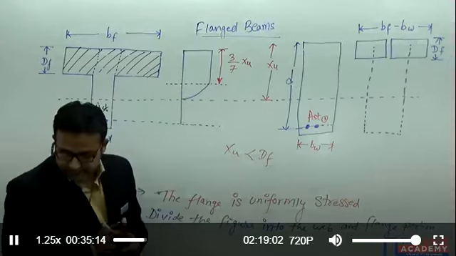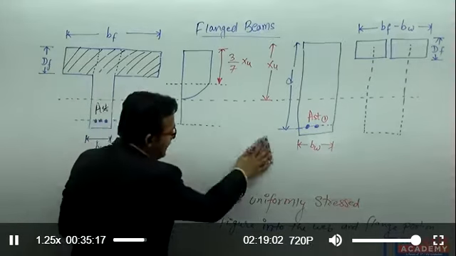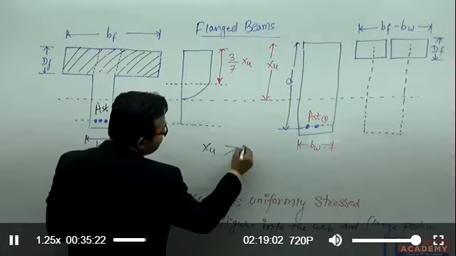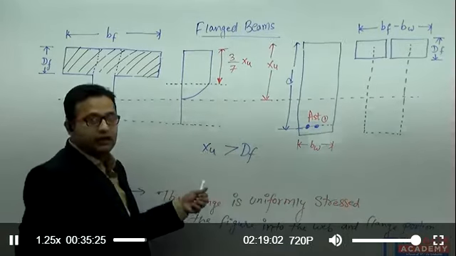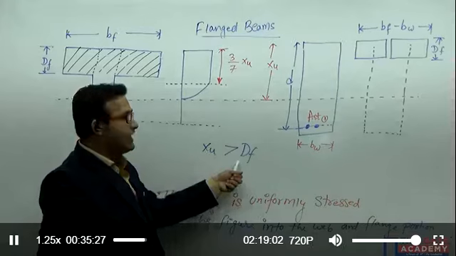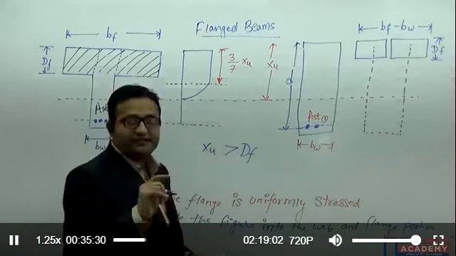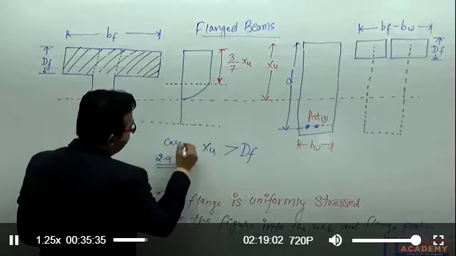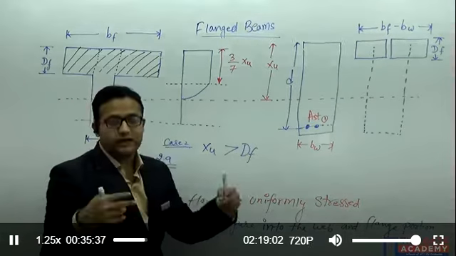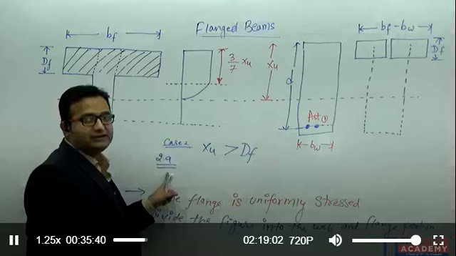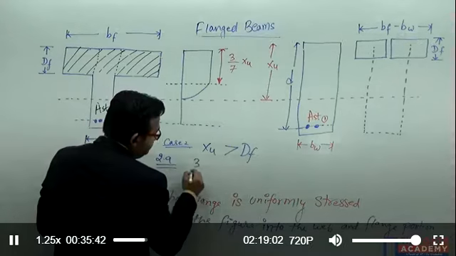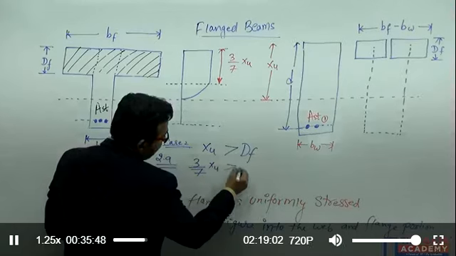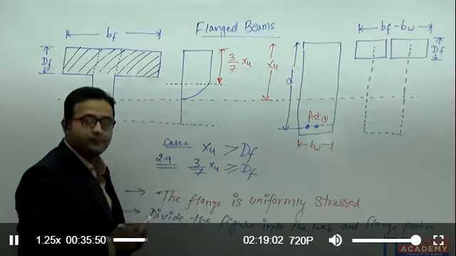Now the second case is, if in any case I am getting my depth of the neutral axis greater than the depth of the flange. What I am going to do here, first of all I will check case number 2.A. This will be my case 2. There are two sub cases in case number 2. First is here 2.A. Case 2.A is when 3/7 of XU is also greater than or equal to the depth of flange.